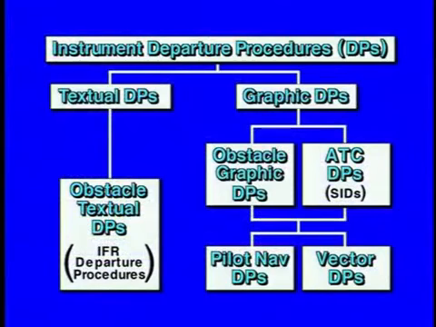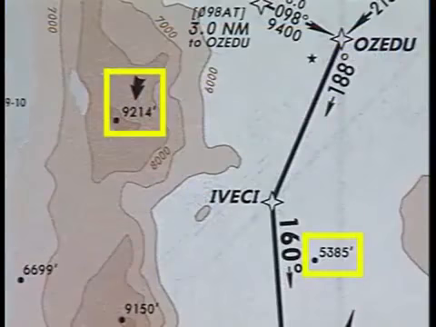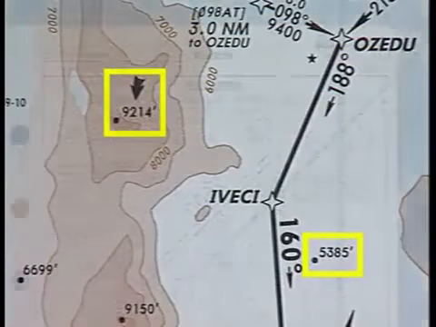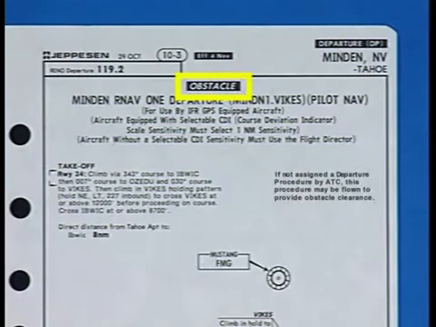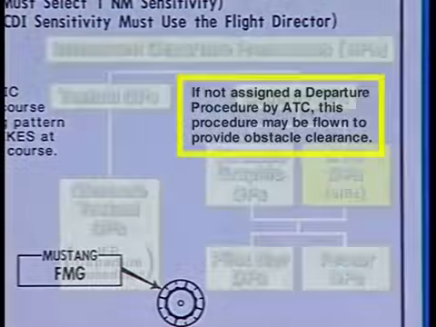The FAA is converting some complex textual departure procedures into graphic procedures to improve situational awareness. Graphic procedures are published as separate charts and can be filed as part of a flight plan. When a graphic departure procedure is created only for obstacle clearance, it is labeled obstacle and may contain the statement, if not assigned a departure procedure by ATC, this procedure may be flown to provide obstacle clearance.